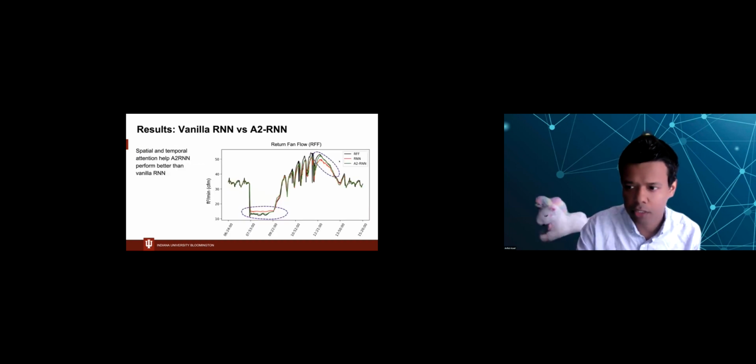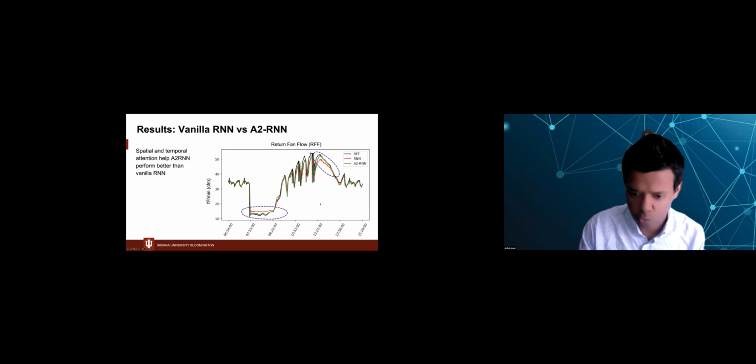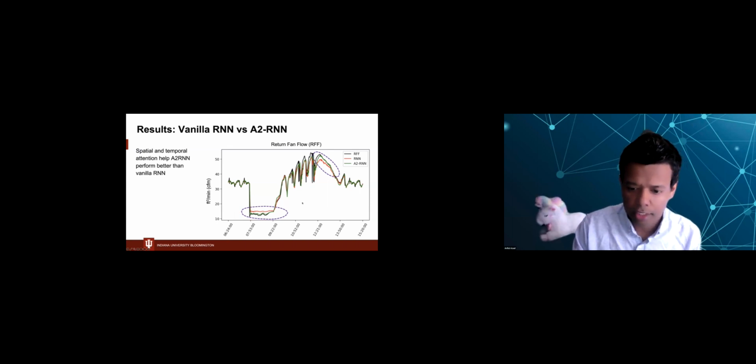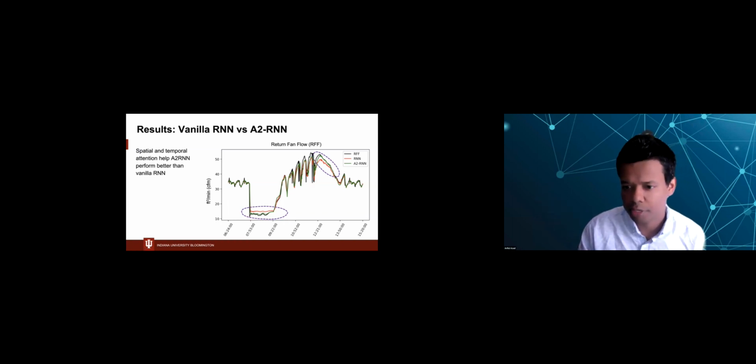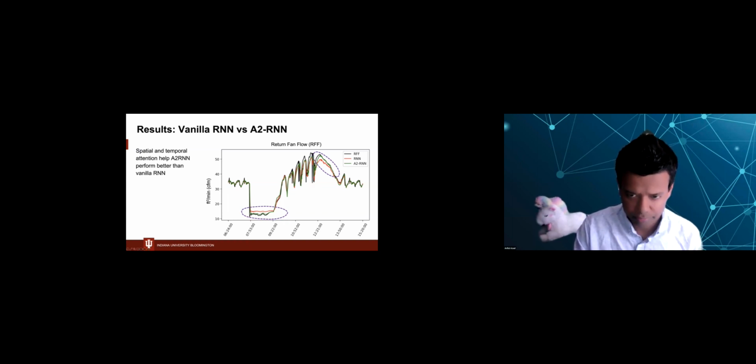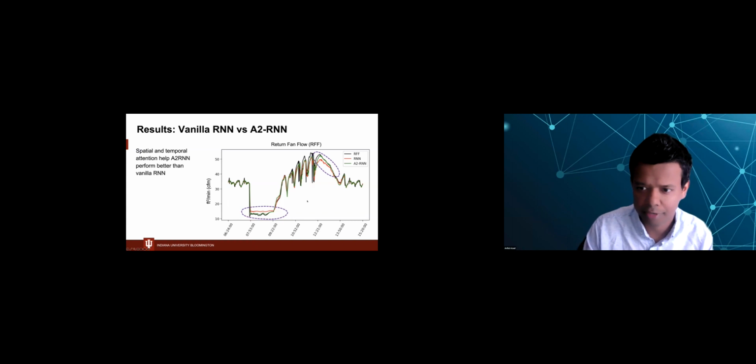So here is one particular result. In this case, we're trying to predict return fan flow. And we have 6 other variables that we are also using, so this is multivariate prediction. The black line represents the ground truth value, and this is the testing data, not the training data. So the model is already trained and we're trying to predict future values of return fan flow.